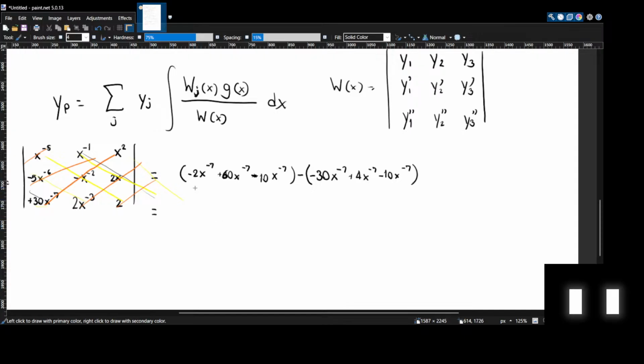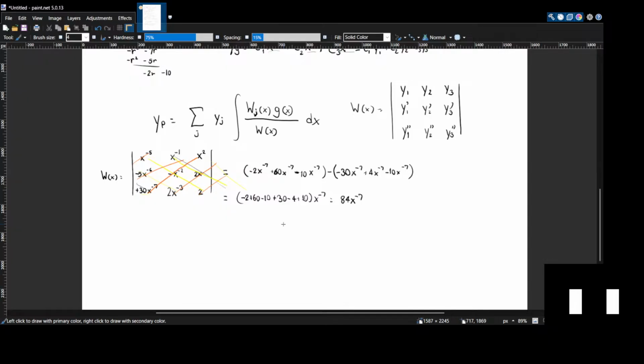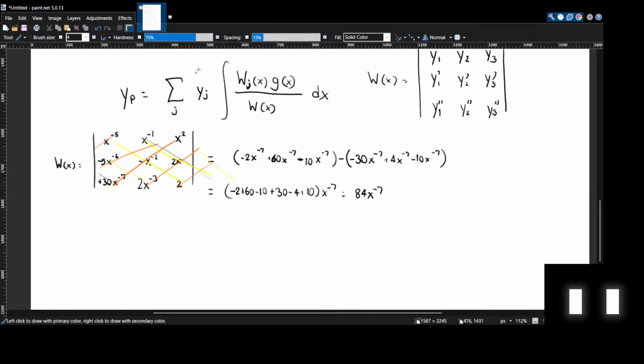So the Wronskian here is going to be equal to what? It's going to be equal to negative 2 plus 60 minus 10 plus 30 minus 4 plus 10, times x to the negative 7. And if we do the calculations, there's going to be 90, there's going to be 100, there's going to be negative 12, there's going to be negative 16. So it's going to be 100 minus 16, which is going to be equal to 84 x to the power of negative 7. Someone check that. And that is what we have down here. Yay.